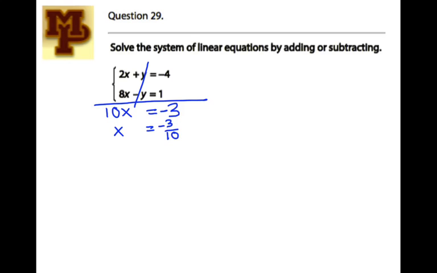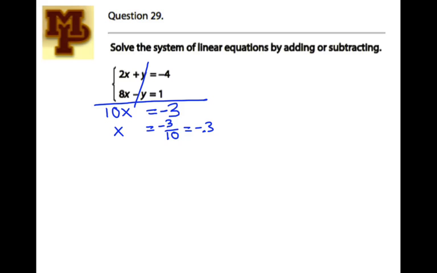So unfortunately, this one does come out to be a fraction, so we have to work with fractions on this one. Or I wonder if we could just make it a decimal. Let's see, because this would be negative 0.3. So maybe I'll do that, because you can use your calculator on this. So let's do 3 divided by 10, that's 0.3. So this is negative 0.3.